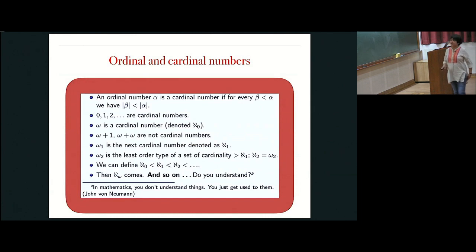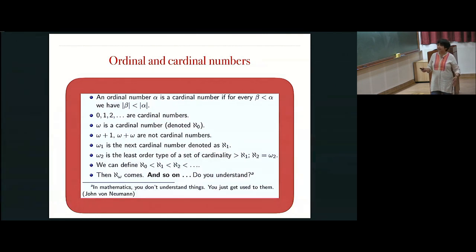So, let's look at the big picture about ordinal and cardinal numbers. An ordinal number alpha is a cardinal number if for every ordinal beta which is less than alpha, we have cardinality of beta less than cardinality of alpha. Which means that omega 1 is a cardinal number as well as an ordinal number, but omega plus 1, omega plus omega, these are not cardinal numbers. 0, 1, 2 and so on, all finite numbers are cardinal numbers. Omega is a cardinal number because all ordinals less than that were finite numbers.